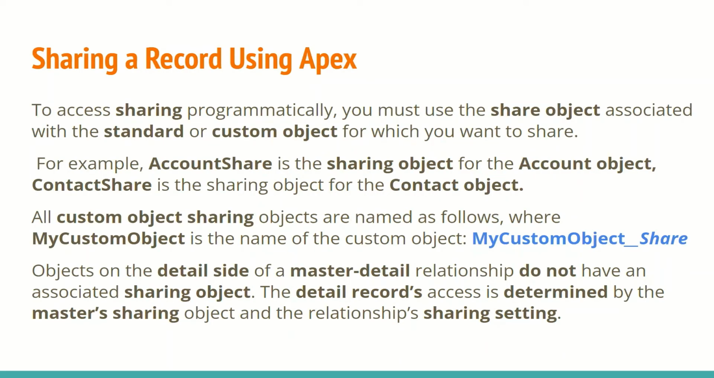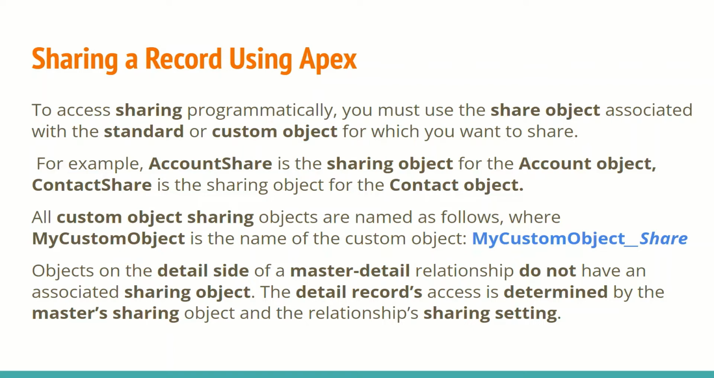Sharing a record using Apex. To access sharing programmatically, you must use the share object associated with the standard or custom object you want to share. For example, AccountShare is the sharing object for the Account object, and ContactShare is the sharing object for the Contact object. So if you want to do Apex managed sharing for an account, you have to use the AccountShare object, and for a contact, the ContactShare object.